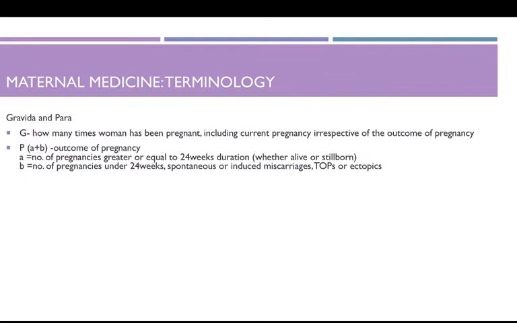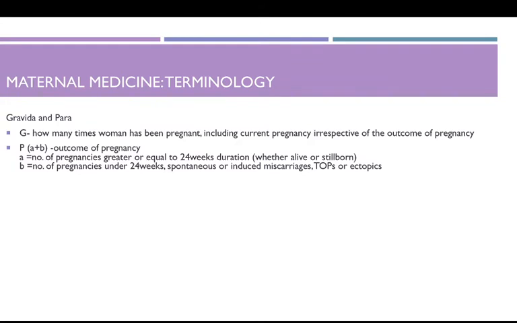Okay, so the first thing that I'm going to start off with is terminology. In obstetrics, especially when you're taking obstetric history, you'll often find the words gravida and para being used. Gravida is how many times a woman has been pregnant, including her current pregnancy, irrespective of the outcome of pregnancy. And para is the outcome of pregnancy. So you often find G and P, and then a number plus another number, so it's like gravida 5, para 4 plus 1 or whatever.